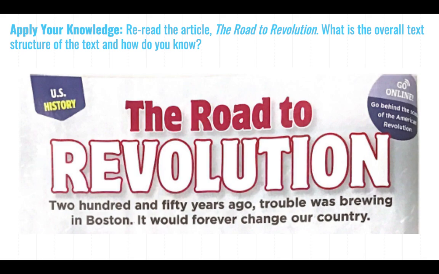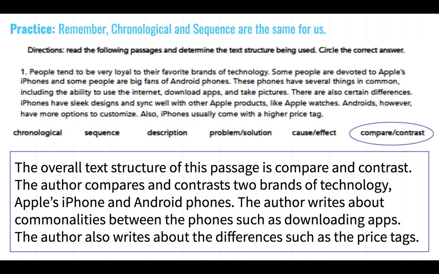It's your turn now to apply your knowledge. You already read this article the week before spring break titled The Road to Revolution. Go ahead and reread it. What is the overall text structure of this text and how do you know? Your completed work should be an interpretation like the one I wrote on this slide. So identify the text structure and use text evidence to justify your answer.